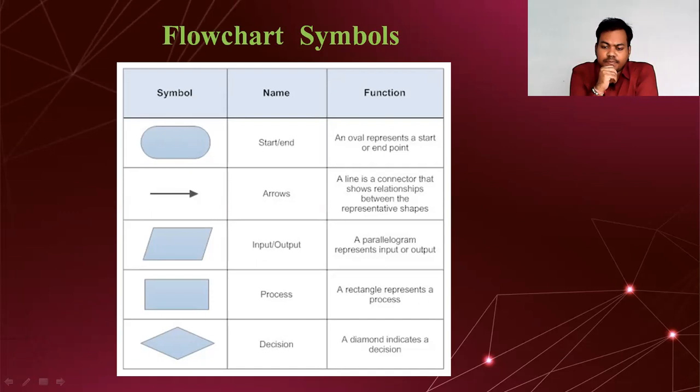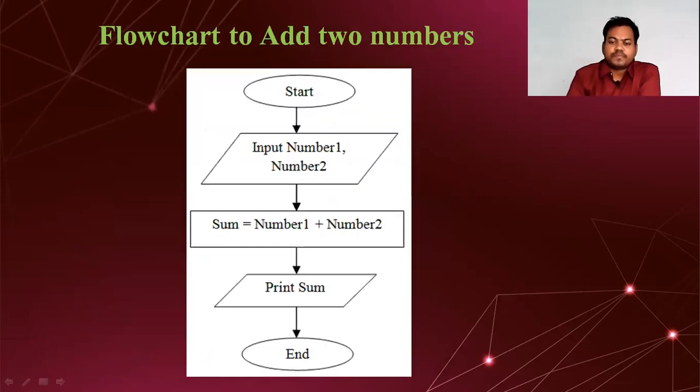Now, next is the parallelogram. It is for input and output, right? Next is process. If in some step we are showing that some process will be implemented, then we will represent it using the rectangle. Then the diamond shape is used to represent a decision. If in a program somewhere a decision kind of thing should be implemented, then that step will be shown with the help of this diamond.